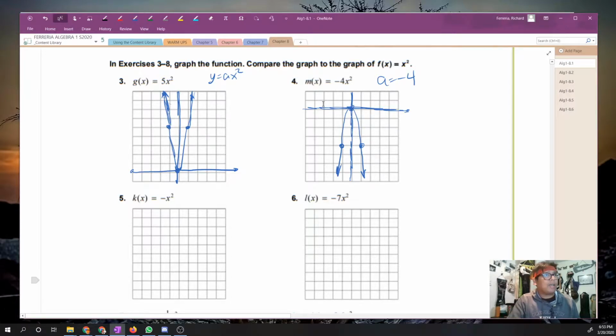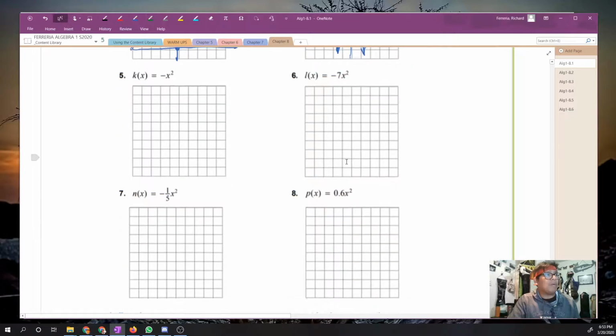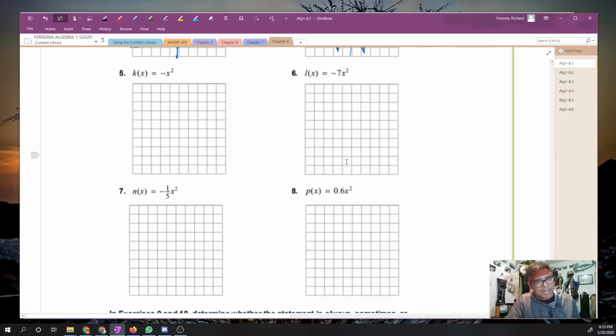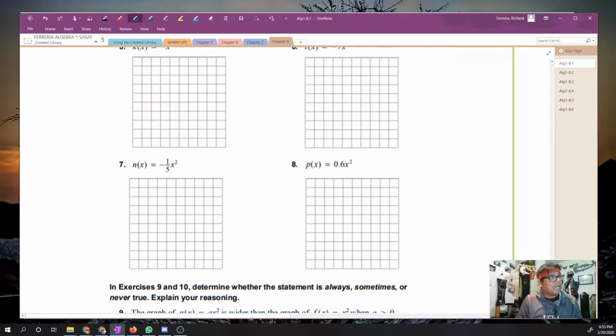Moving on, negative x squared. Not even going to bother with that one. That one, negative 7x squared. That's just like negative 4x squared, just the lattice points are going to be at negative 7. Ooh, this one's a challenge. How about negative 1/5? Okay, let's do negative 1/5.